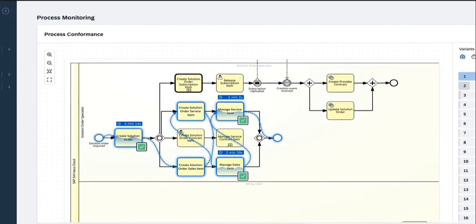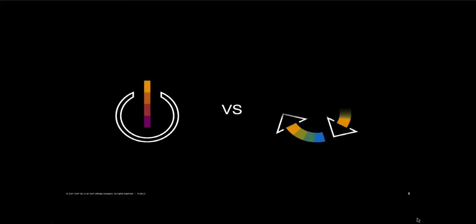This is a major step forward. We can now continuously monitor and react to process changes instantly. This means process transformation is no longer a one-off project, but rather it's a continuous discipline.